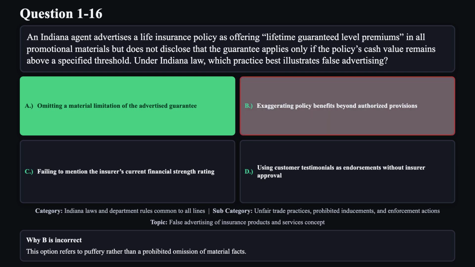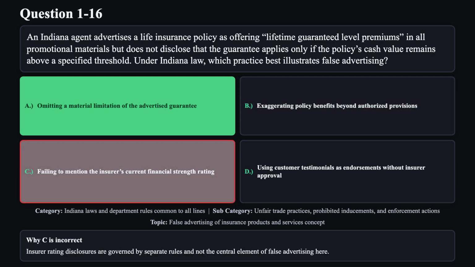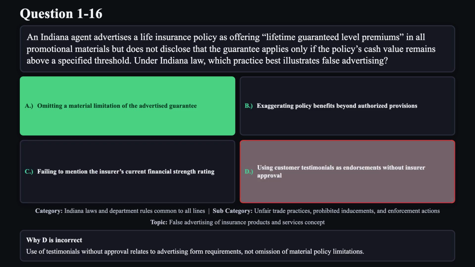Reason B is not correct. This option refers to puffery rather than a prohibited omission of material facts. Reason C is not correct. Insurer rating disclosures are governed by separate rules and not the central element of false advertising here. Reason D is not correct. Use of testimonials without approval relates to advertising form requirements, not omission of material policy limitations.